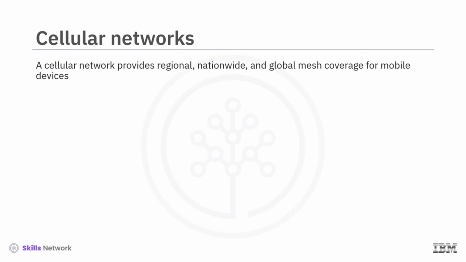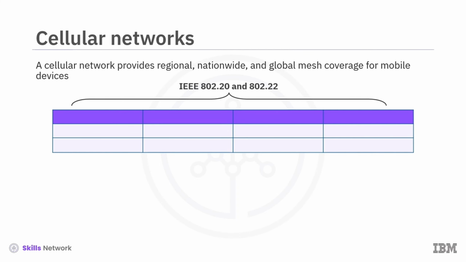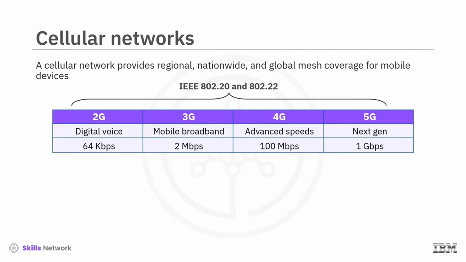A cellular network provides regional, nationwide, and global mesh coverage for mobile devices. Each version below represents a cellular network evolution. 2G supported digital voice and simple data with 64 kilobits per second speed. 3G supported mobile broadband with 2 megabits per second speed, which enabled basic GPS, media downloads, and streaming. 4G advanced speeds and efficiencies with 100 megabits per second speed. And 5G brought 1 gigabit per second speed, which is still bringing cellular networks to a whole new level.